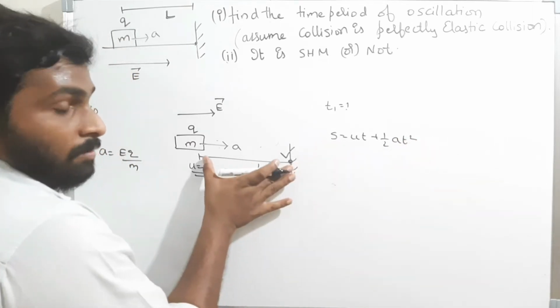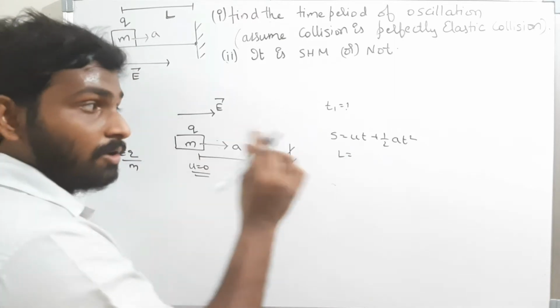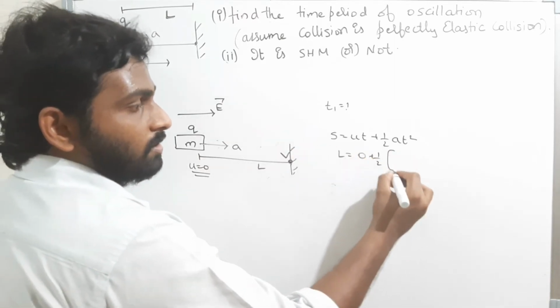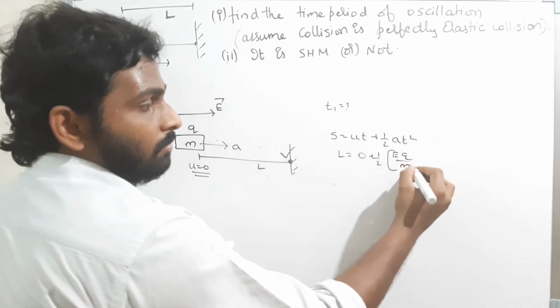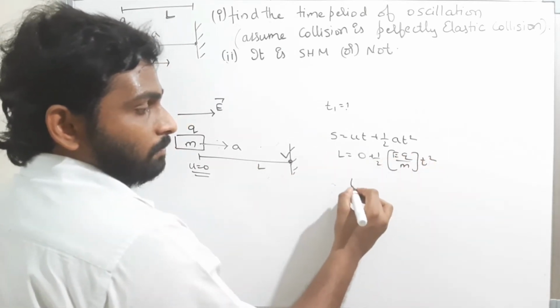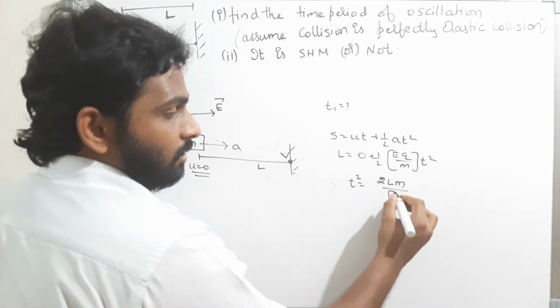Therefore what is s? S is nothing but L. L is equal to, what is initial velocity? Initial velocity is 0 plus half into what is acceleration? Acceleration is EQ by M into t square. Therefore what is the time? Time is t square is equal to 2Lm by EQ.